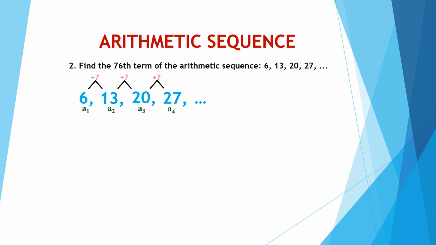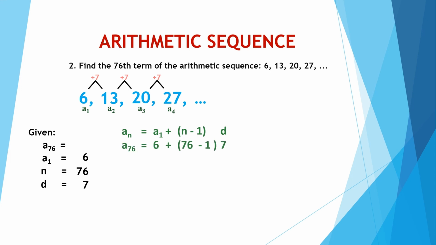Let's jot down all the given information. In this problem, we will be computing for the value of a sub 76, which is the nth term. a sub 1 is equal to 6, n is equal to 76, and d is equal to 7. Let's write down the nth term formula. a sub n is equal to a sub 1 plus quantity n minus 1 times d. Let's substitute the values. So a sub 76 is equal to 6 plus quantity 76 minus 1 times 7. a sub 76 is equal to 6 plus 75 times 7.